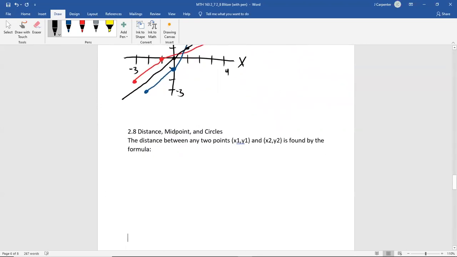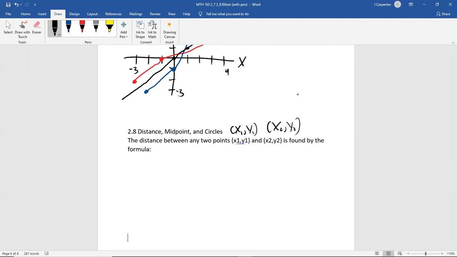2.8. In our last 20, 25 minutes, we've got distance, midpoint, and circle formulas. 3 formulas that you have to memorize. Memorize the formulas I'm about to give you. These should be subnotations, so that's x little 1, comma y little 1, just like with slope. x little 2, comma y little 2. Again, just like with slope.